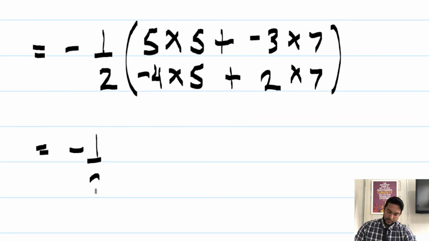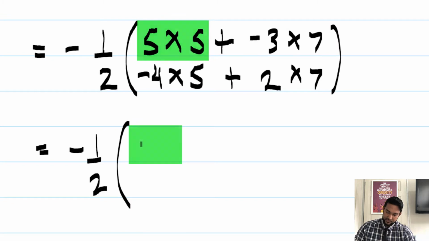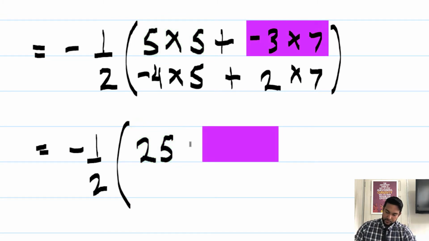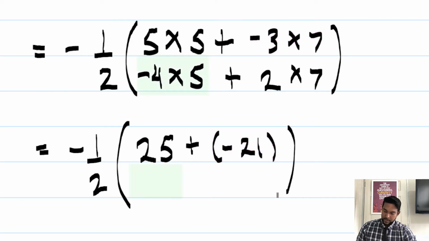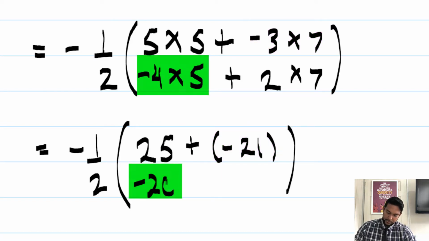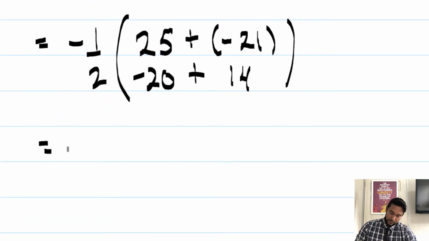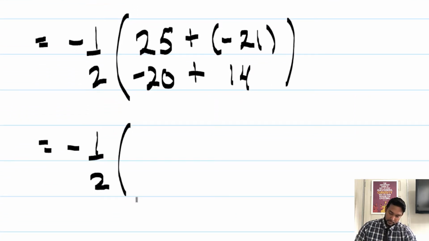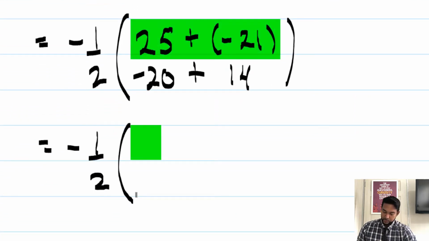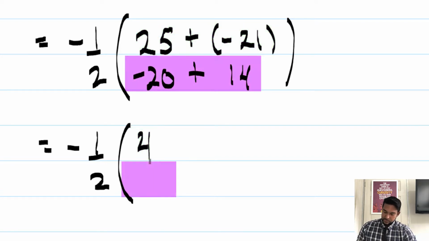So we have minus a half. 5 by 5 will give us 25. Minus 3 by 7 will give us minus 21. Okay. Minus 4 by 5 will give us minus 20, and 2 by 7 will give us 14. And we're almost home free. 25 plus minus 21 is essentially 25 minus 21, which gives us 4. Minus 20 plus 14 is minus 6.